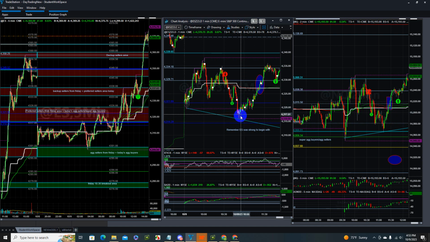So then later, ES touched here, which is this, and by that time if you look at this picture here in the internals, look at momentum, it was holding to the upside consistently. If you look at AD, it was rising nicely, right? So internals were not supporting these down moves. Okay, so buyers may jump back in again, but we have to wait for confirmation.